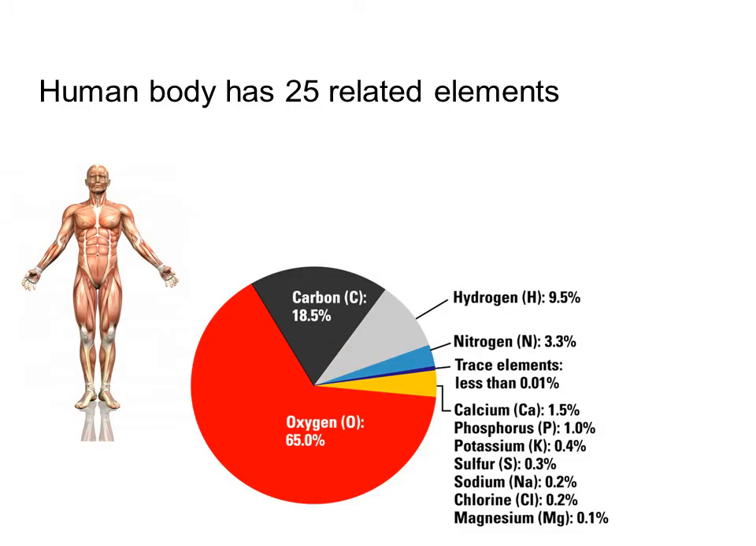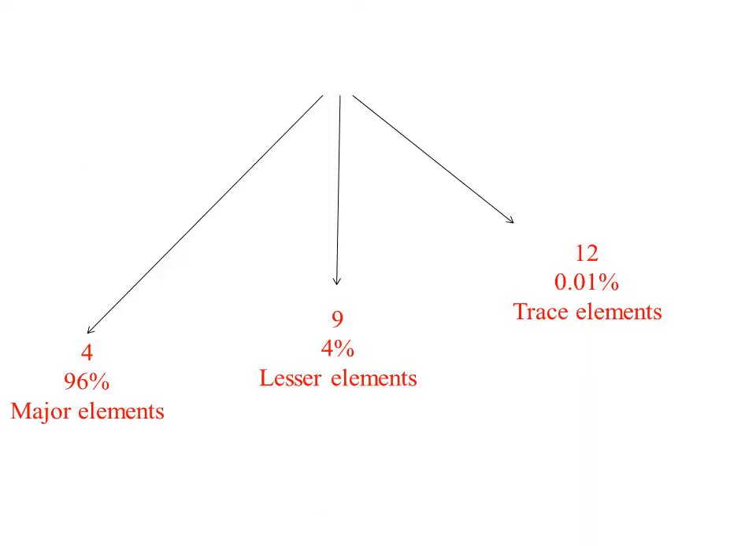The next thing we'll talk about is just the elements that relate to humans. So out of the 92 naturally occurring elements, only 25 are very vital to our survival. Let's go into each of these.